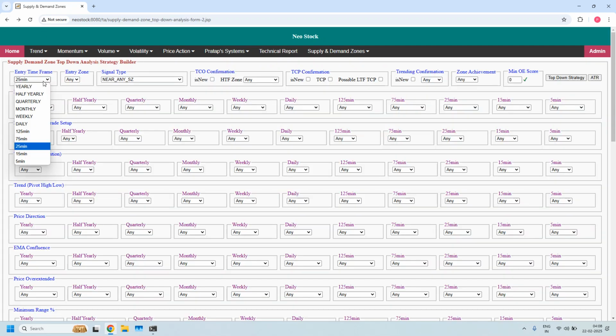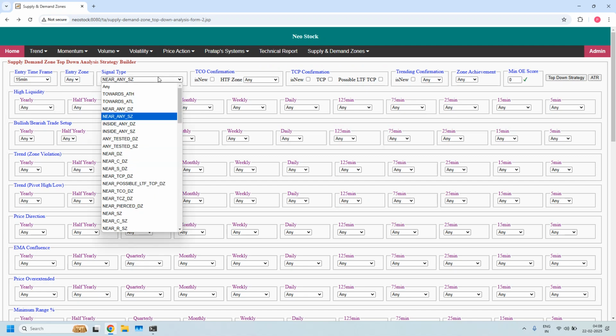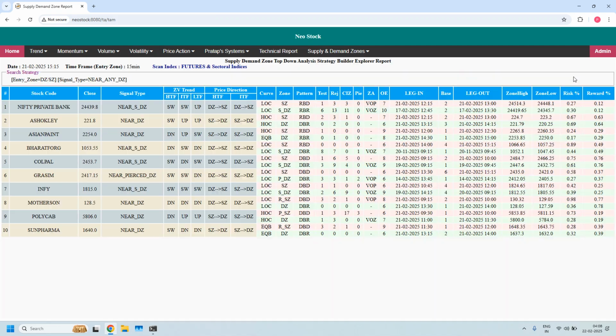Okay, next time frame is 15 minutes. Stocks near 15 minutes demand zone. We got 10 stocks.